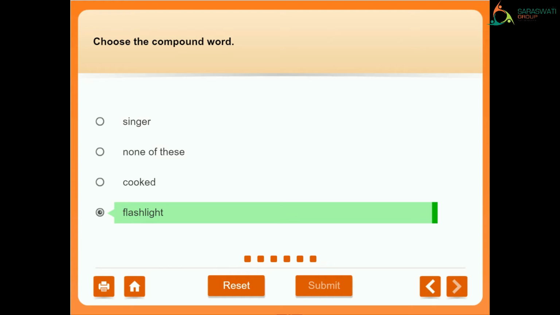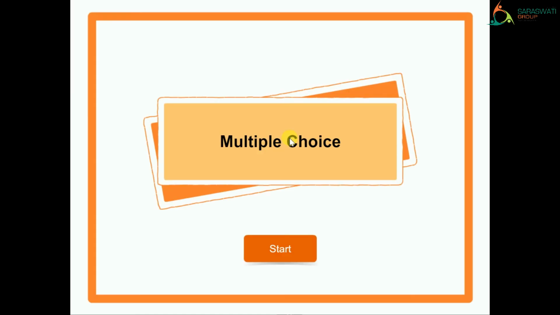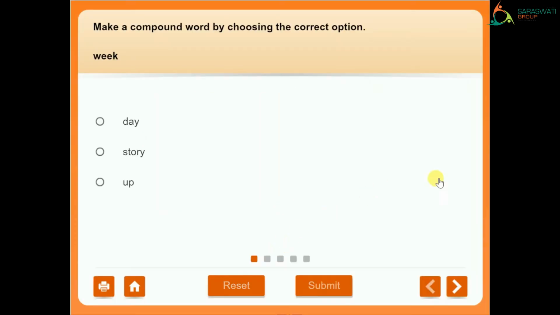Okay? Now, let us go to level 2. Again, we are having multiple choice questions. Let us start. Make a compound word by choosing the correct option. Now here, one word is given and we will have to find out another connecting word which can make a single new word.